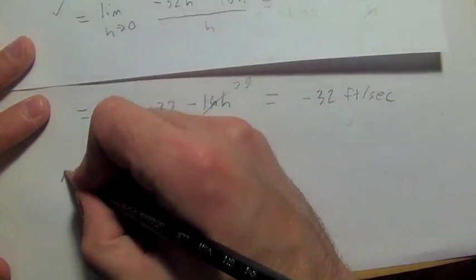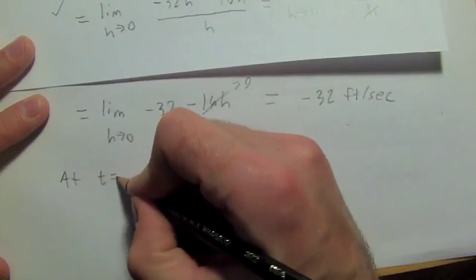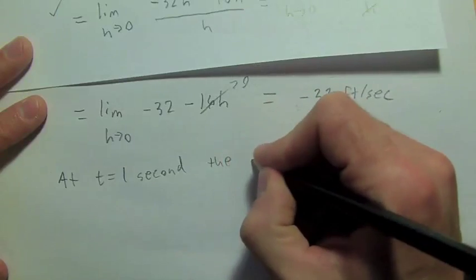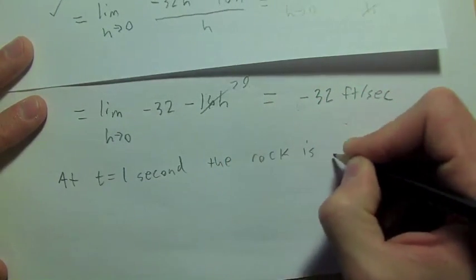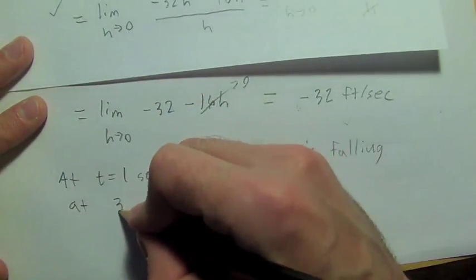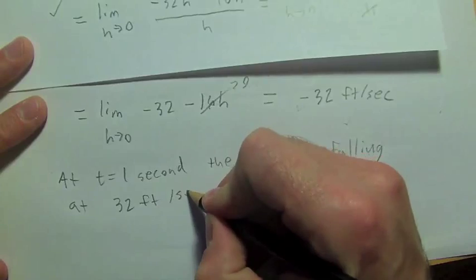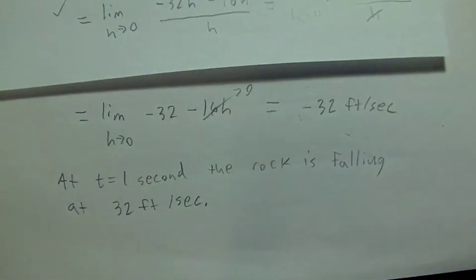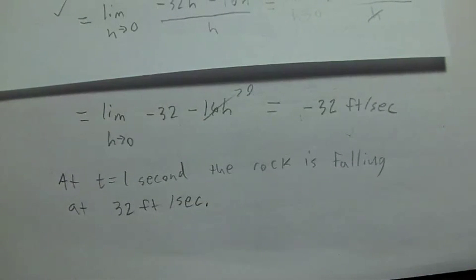So at t equals 1 second, the rock is falling at 32 feet per second. Okay? So that's the difference there between the average rate of change and the instantaneous rate of change, is the difference between what is happening over an entire second and what is happening at an instant.